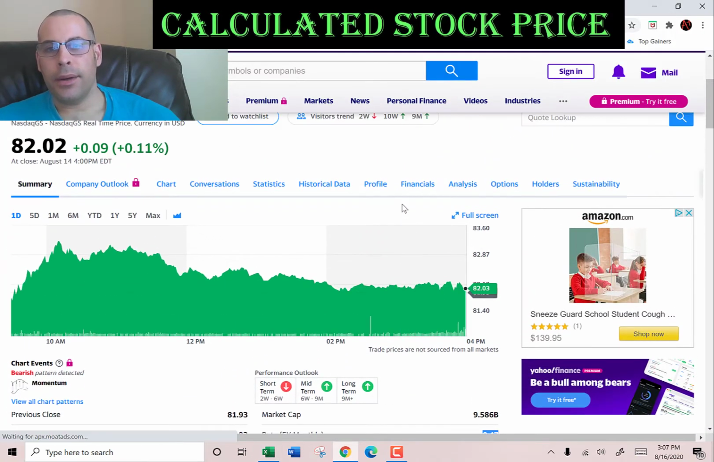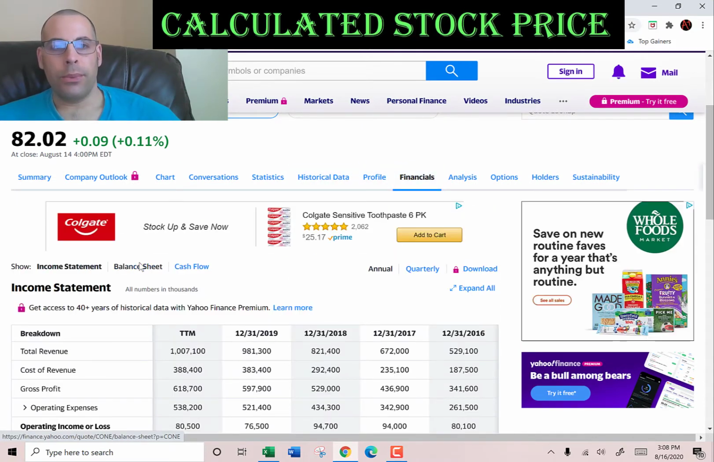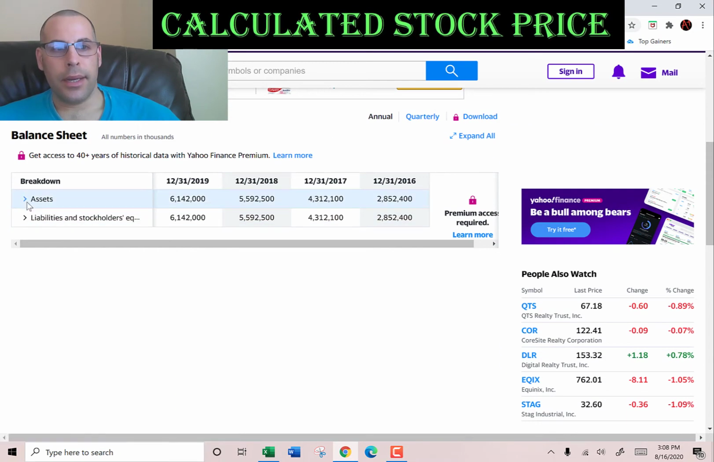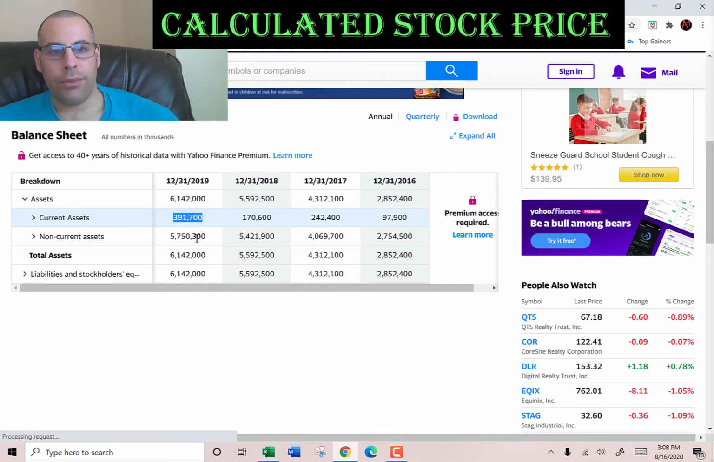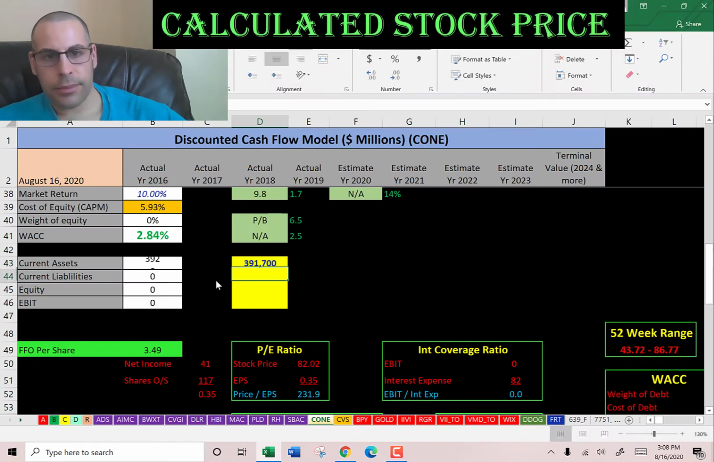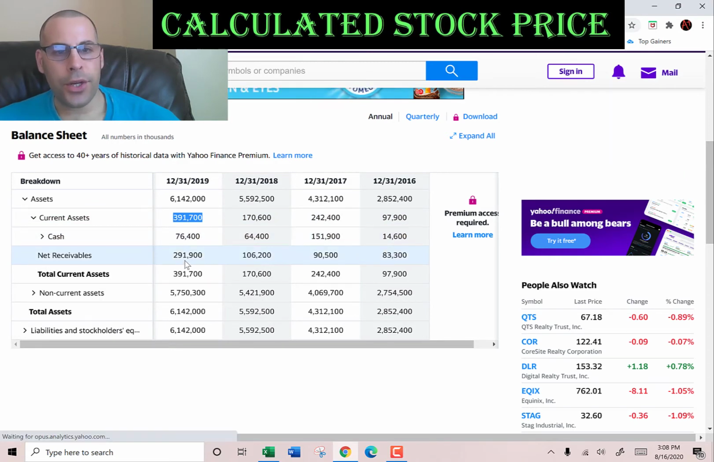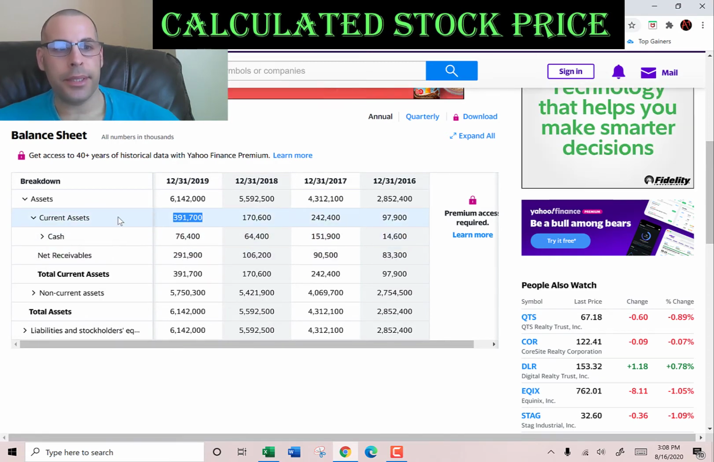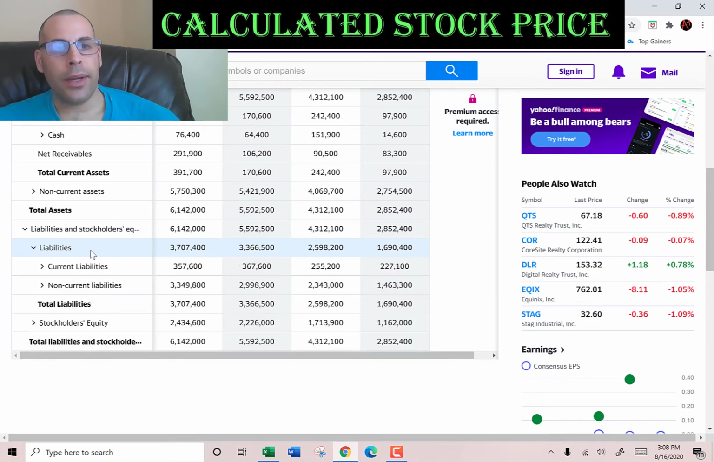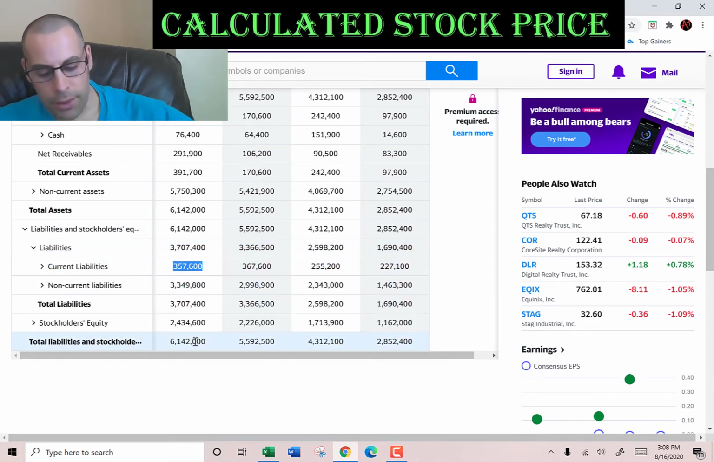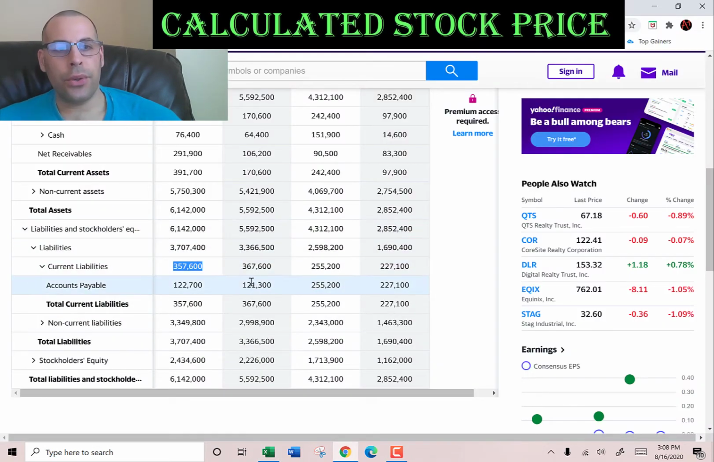We need to calculate the current ratio later. So we need the current assets to do that. And that's on the balance sheet. And that's $392 million. And let's see what that's made up of. 76 million cash, 291 million of receivables. We also need their current liabilities. That's 357 million. 122 million of payables. They don't list all the detail out in Yahoo Finance.